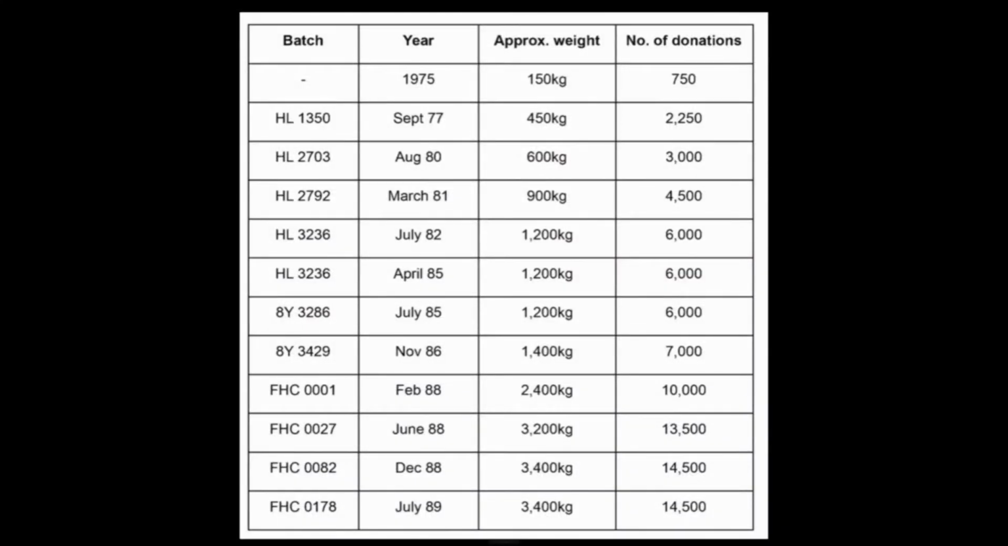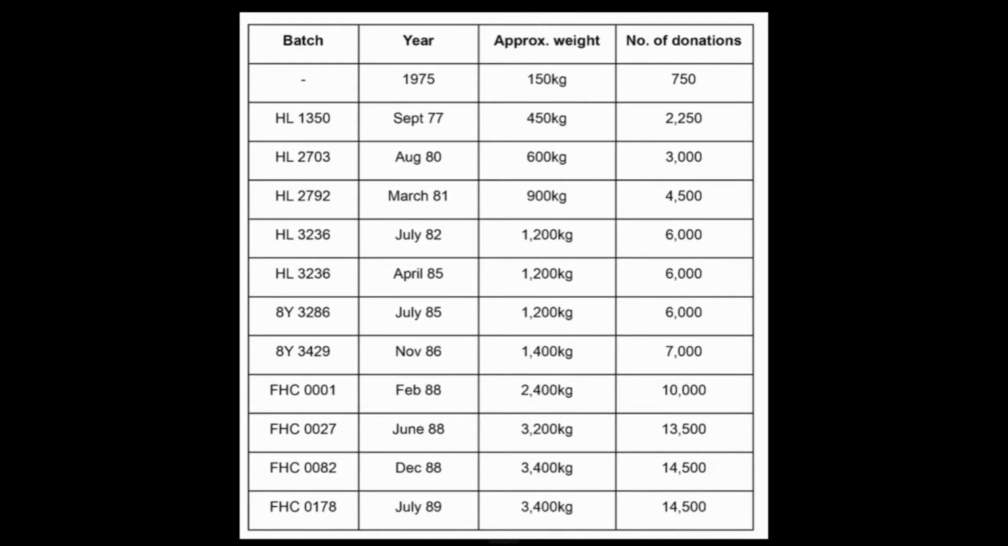The weight of the donor pools approximated increases from 150 kilograms in 1975 to 450 kilograms in 1977, which Dr. Snape equates to an increase from 750 donors to 2,250. Then up to 600 kilograms in August 1980. The number of donors there is 3,000. March 1981, it increases to 900 kilograms. The number of donations, 4,500. July 1982, the approximate weight is up to 1,200 kilograms. Number of donations is 6,000. The same figures are given for April 1985.